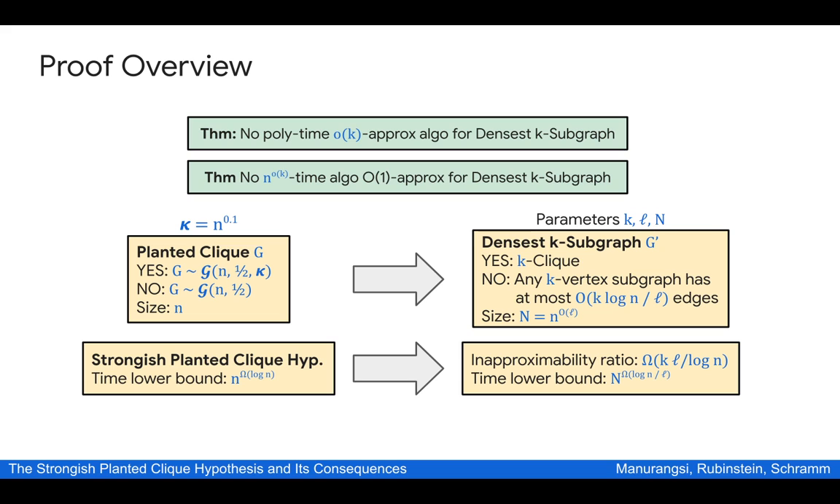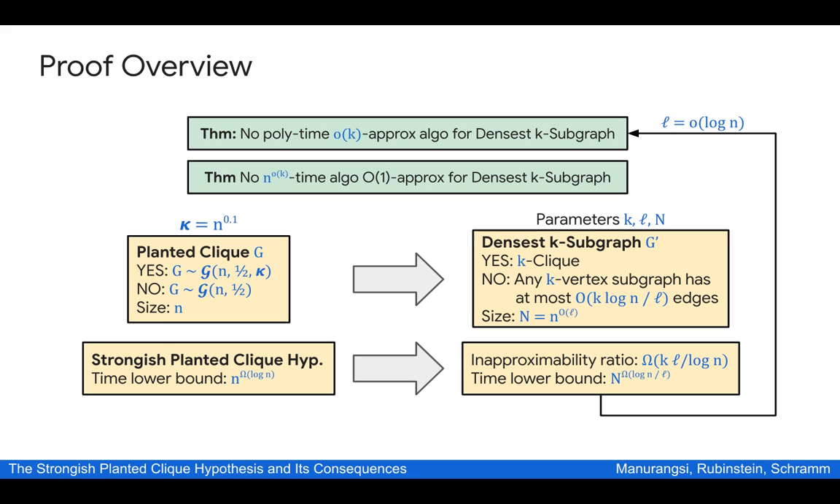So we get an inapproximability ratio of K times L divided by log n. Once we have this reduction, it's pretty simple to derive our two main hardness results. Specifically, for the first one, we may pick L to be little o of log n. Here we get an inapproximability ratio of little o of K and a running time lower bound of n to the omega of 1. This means that no polynomial time algorithm achieves approximation ratio of little o of K for densest K subgraph.